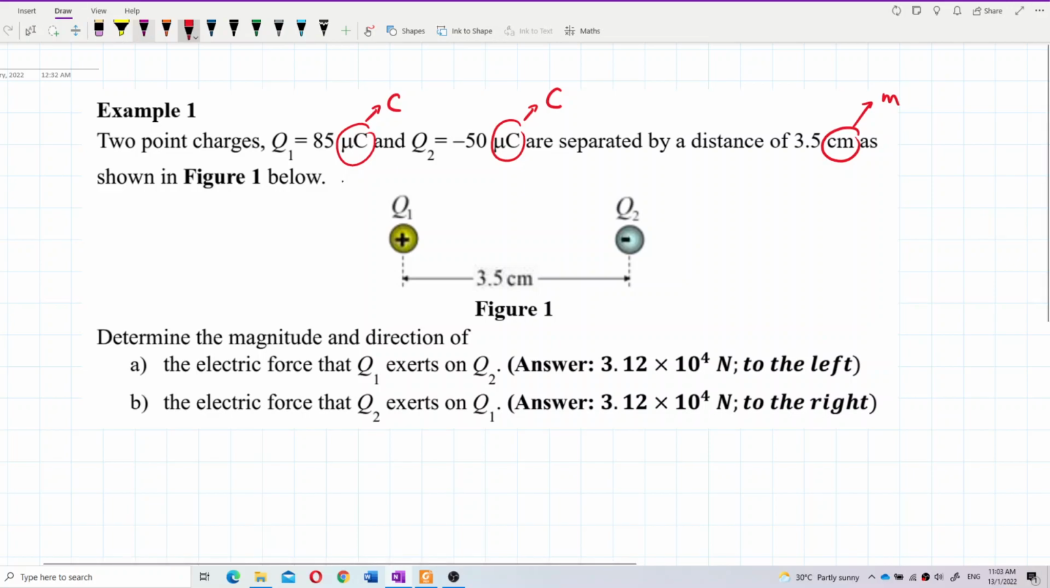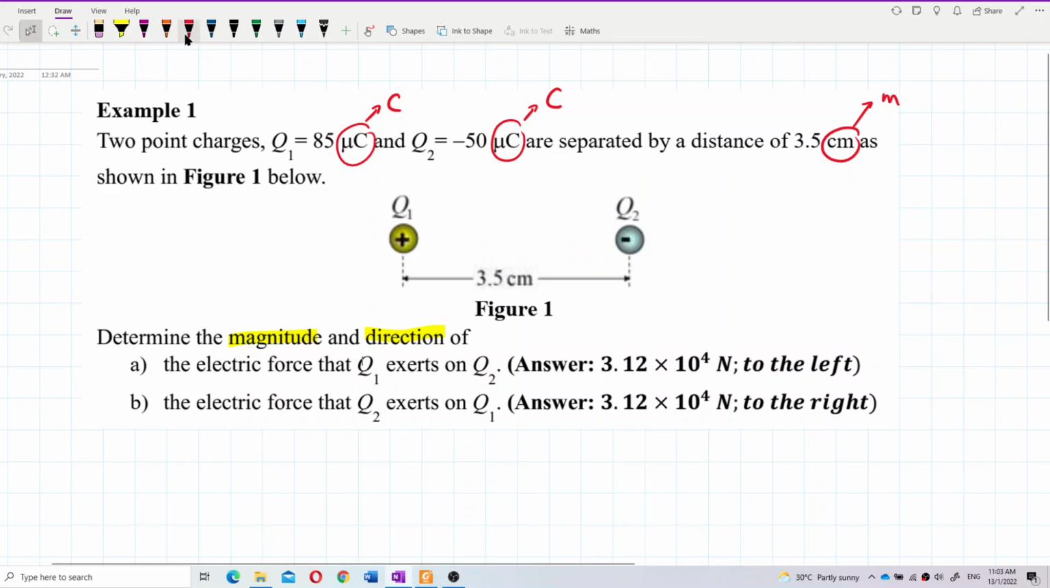Okay, and then the question asks for magnitude and direction. So you have to calculate the magnitude, the value, and also the direction. That means you need to draw the vector force. You need to draw and also determine the direction. Put it in words.